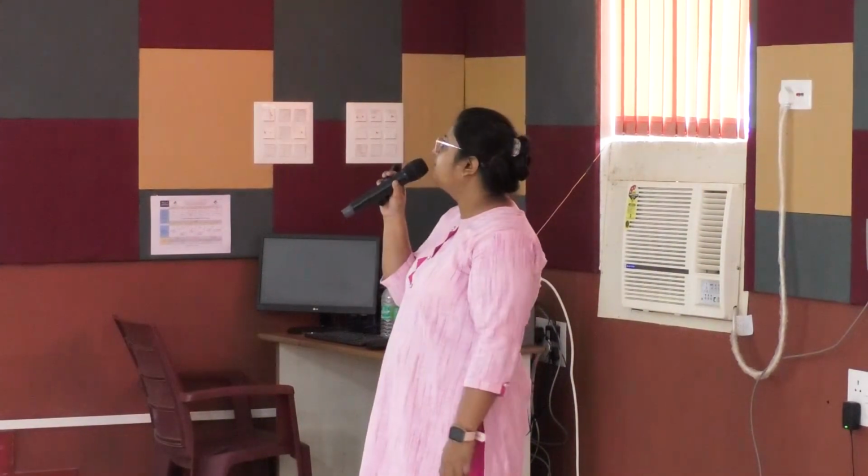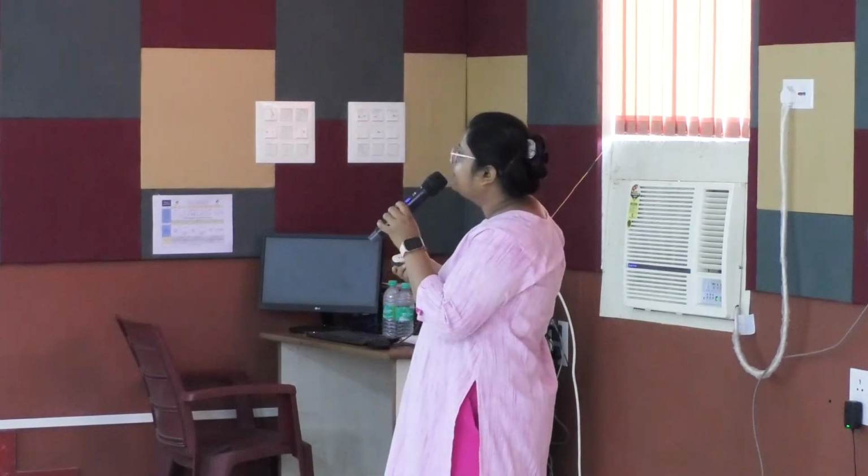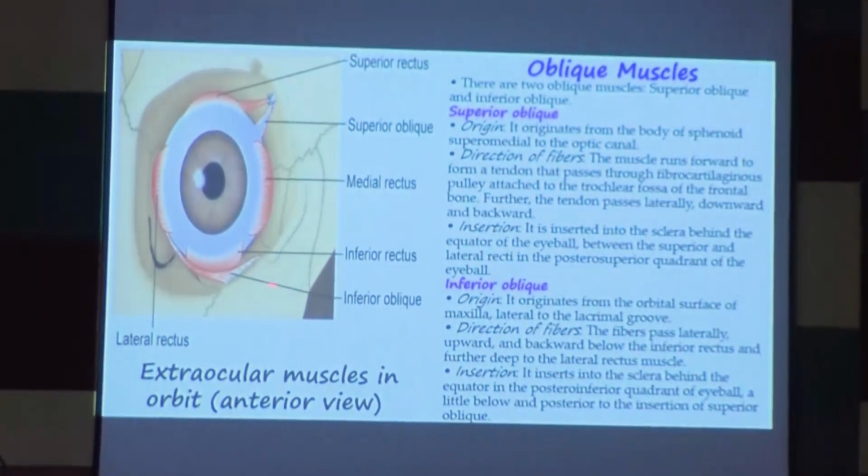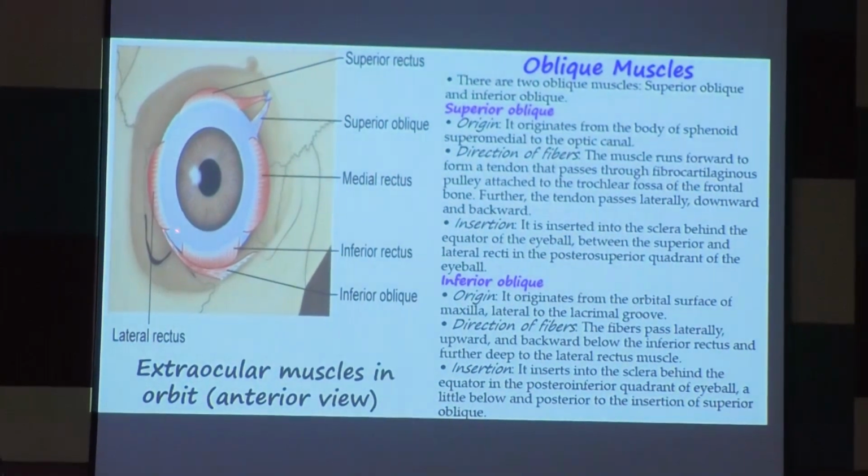Insertion: it is inserted into the sclera behind the equator of the eyeball. Okay, it is looping around this and going posteriorly again and inserted on the posterior part of the groove in the posterior superior quadrant. The inferior oblique originates from orbital surface of maxilla, lateral to the lacrimal groove. Direction of fibers: passes laterally, upward, backward. See, this is the inferior oblique. Here it is originating, going laterally, upward and backward.